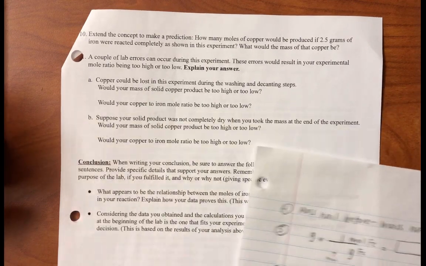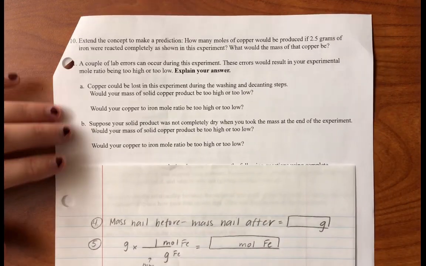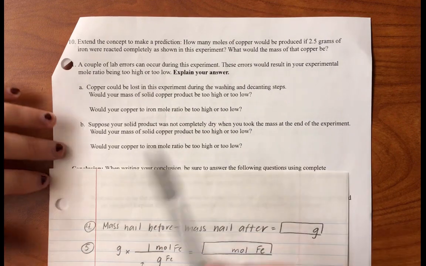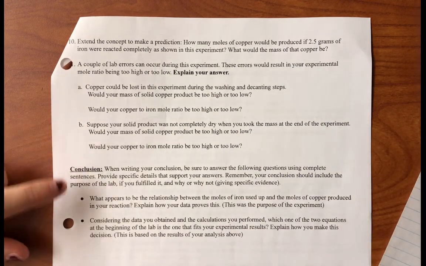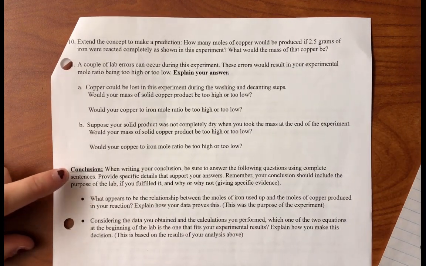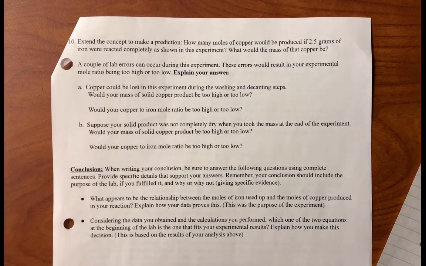And then 11 is asking you to look at sources of error. So think about, is your mass of copper going to be too high or too low? And look back at your calculations and see how that might affect everything. And then you're just going to write your conclusion. And it tells you, again, what you need to make sure to include in your conclusion.